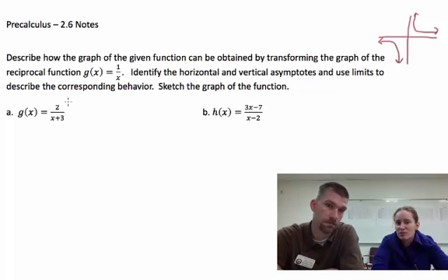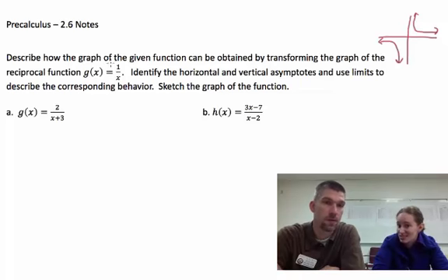Okay, in this problem, they want us to describe how the graph of the given function can be obtained by transforming the graph of the reciprocal function, and also identify the horizontal and vertical asymptotes and use limits to describe the corresponding behavior. Lastly, sketch the graph of the function. Wow, that's a bunch. It's a lot of stuff.